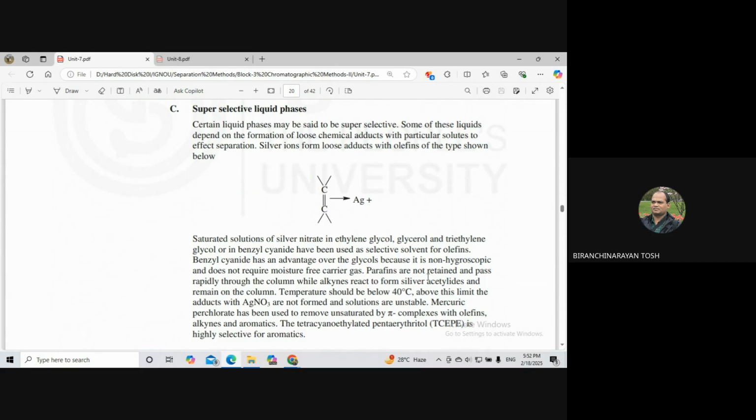So paraffins are not retained and pass rapidly through the column, while alkynes react to form silver acetylide and remain on the column. Temperature should be below 40 degrees Celsius. Above this limit, the adducts with silver nitrate are not formed and the solutions are unstable.